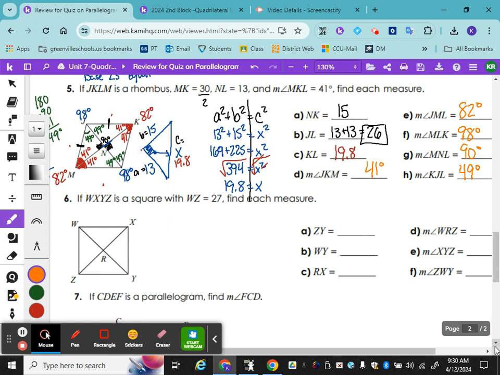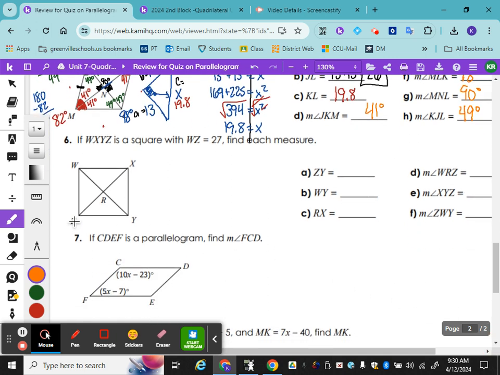Okay. Moving on to a square. WZ is 27. That's not W. This is 27. All of them are 27 then. Z, all the sides: 27, 27, 27. It's a square. All the sides are equal. Z to Y is 27. We do not know this diagonal was our next thing we have to find.